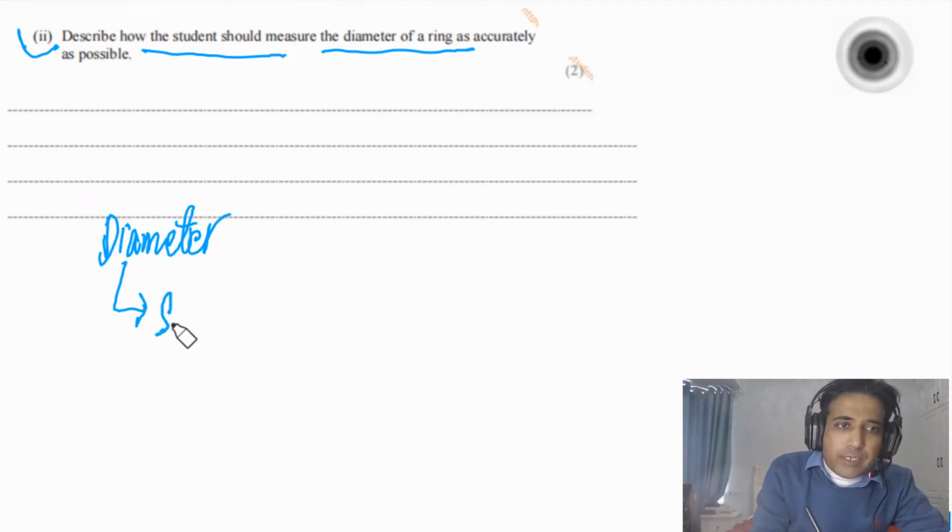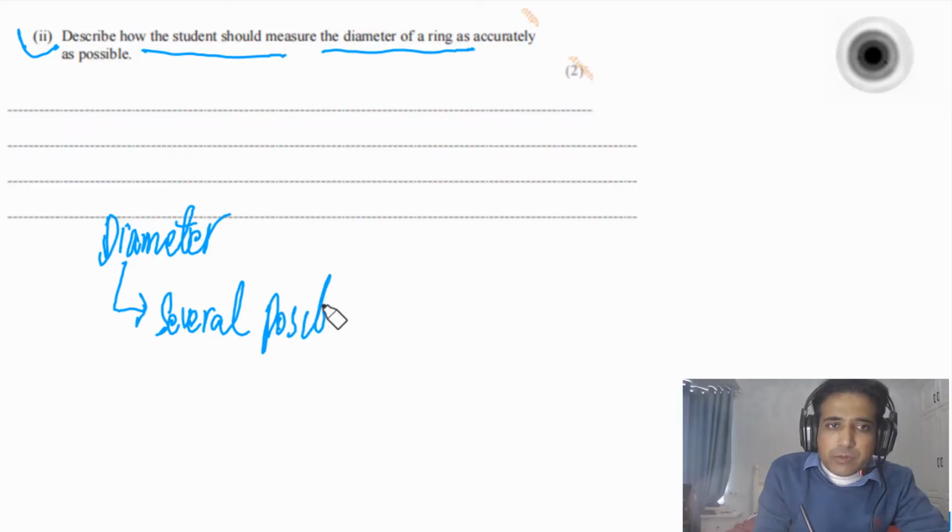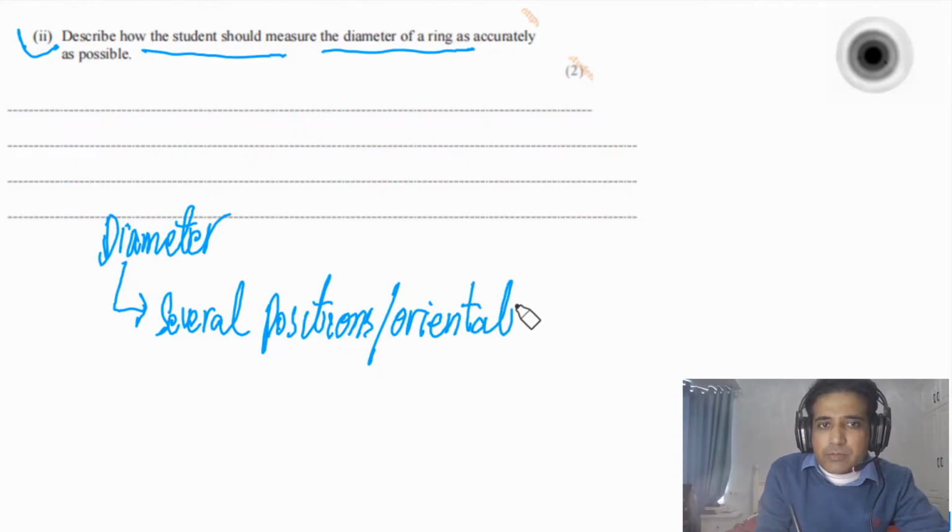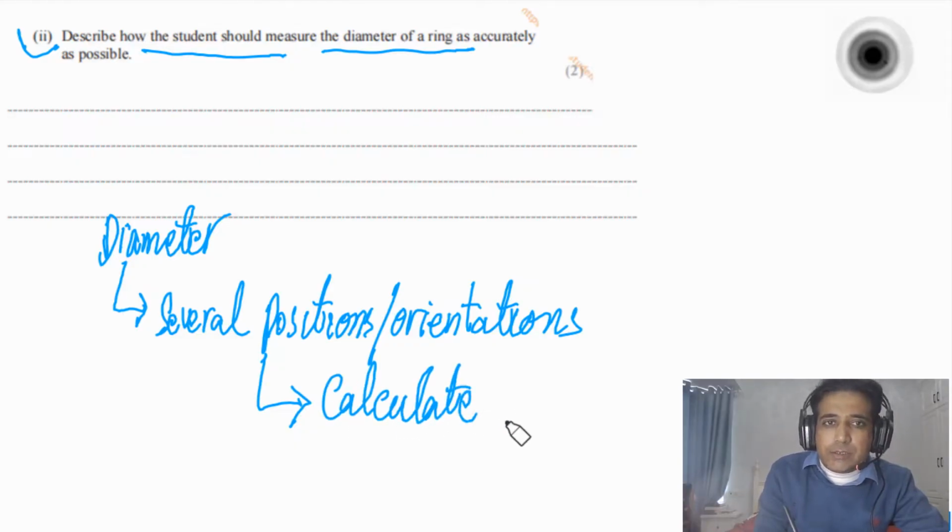We have to measure diameter at different positions. So we can simply say different positions, or you can say at different orientations, and then just simply calculate the mean. So these 2 points you have to write down: different positions, and calculate the mean.